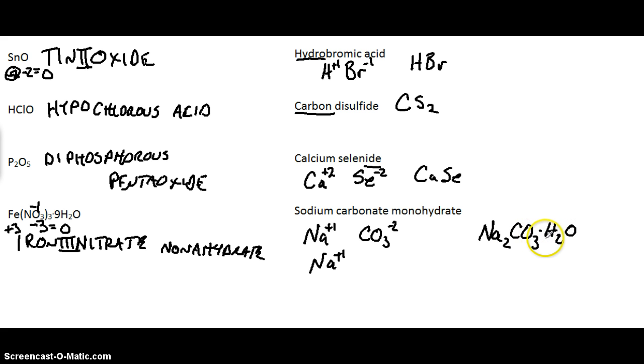Now if it was dihydrate, I'd do 2H2O, trihydrate would be 3H2O, and so forth. So this is how, when you have mixed names and mixed formulas, you tell the difference and follow those rules for naming them.